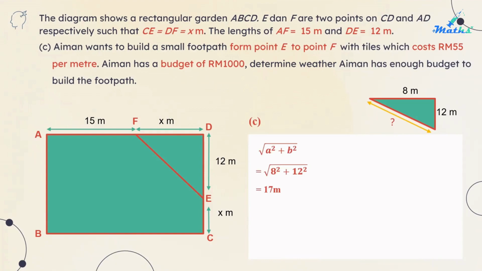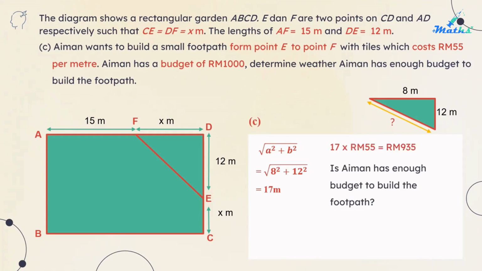Okay, now we need to check whether Iman has the budget to build it. So we use 17m times our cost, which is 55 per meter. So 17 times 55, total is 935. Does Iman have enough budget to build the footpath? Yes, because Iman has a budget of 1,000 ringgit, but it just costs 935.